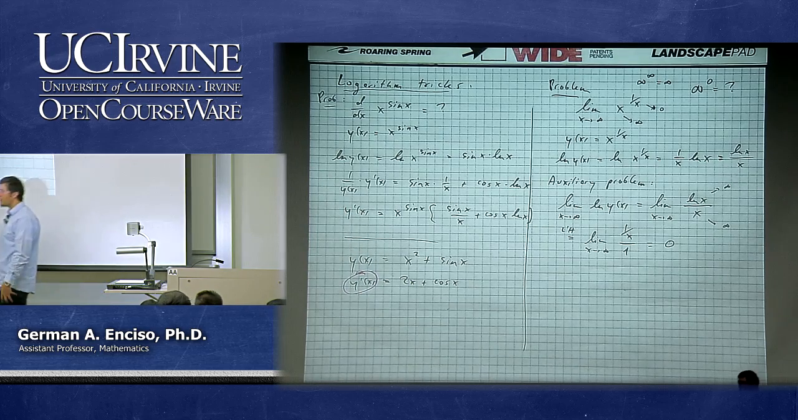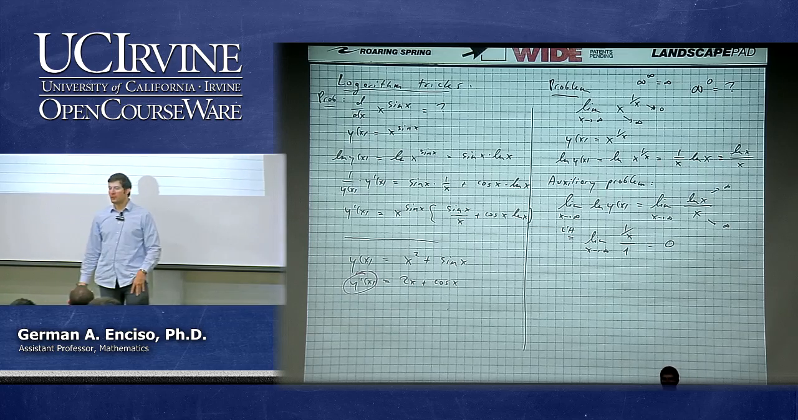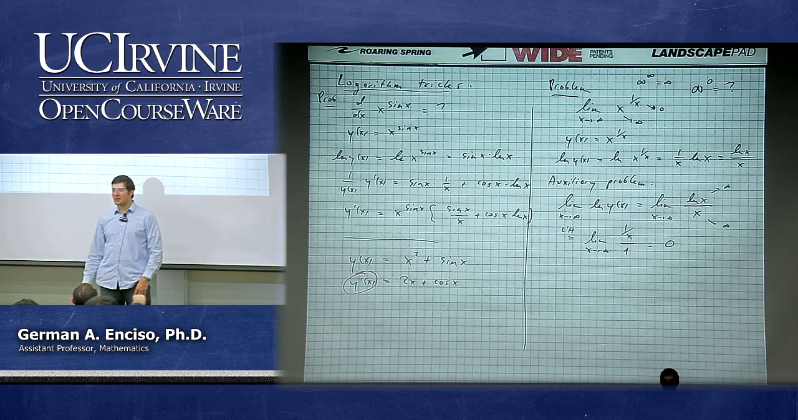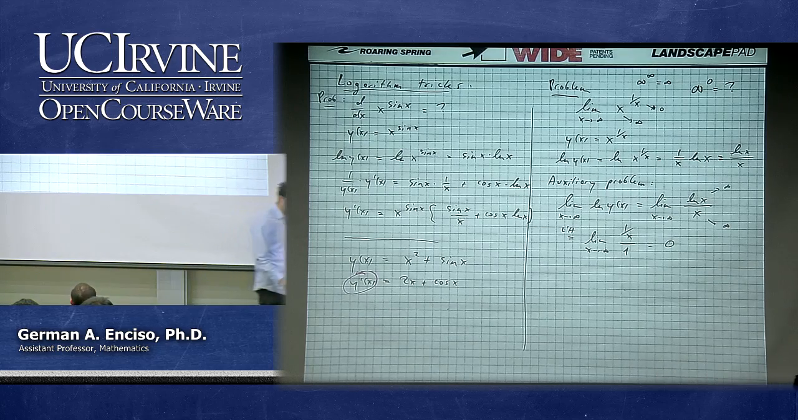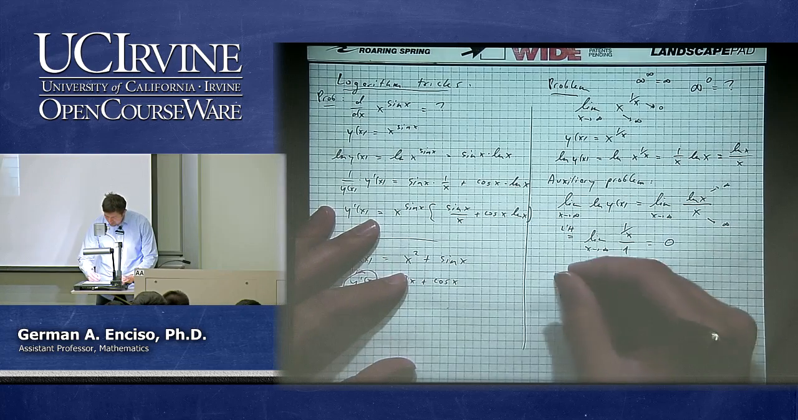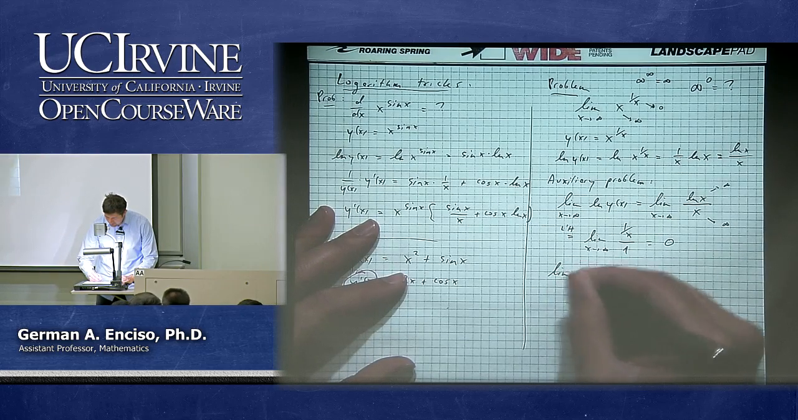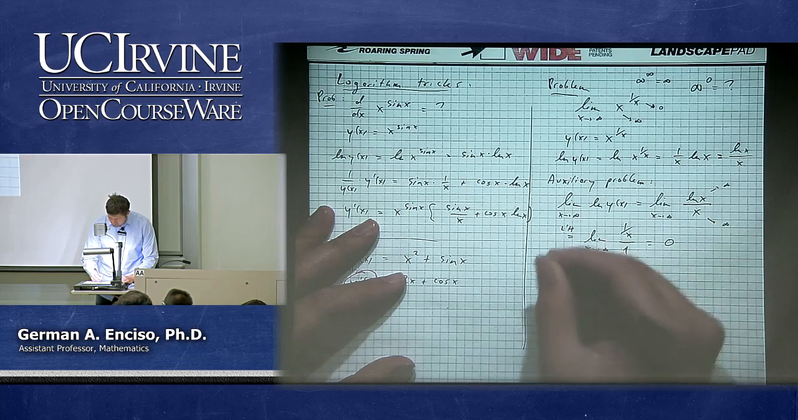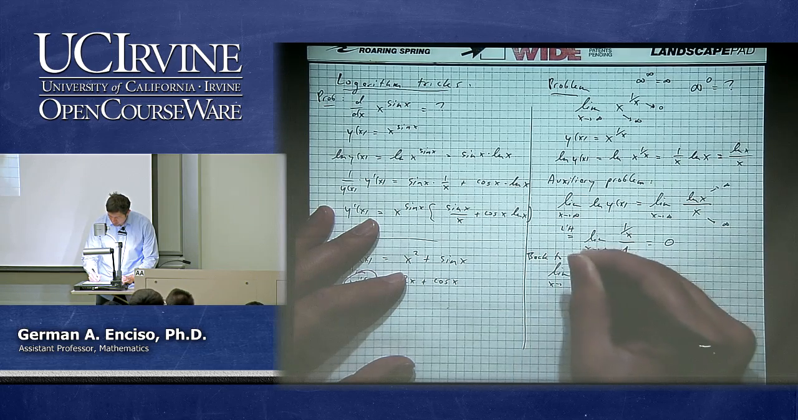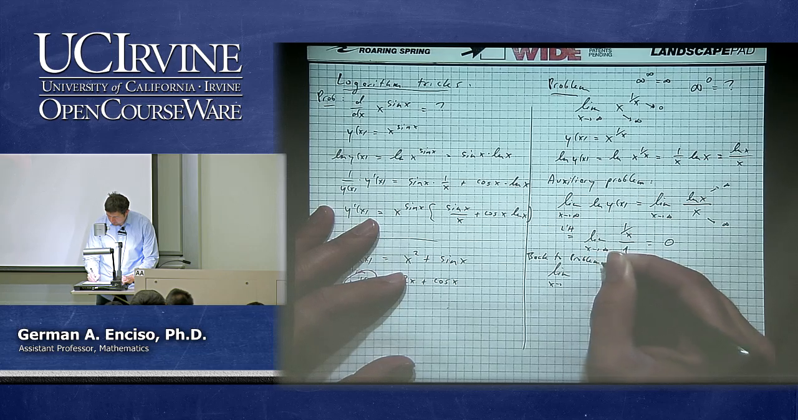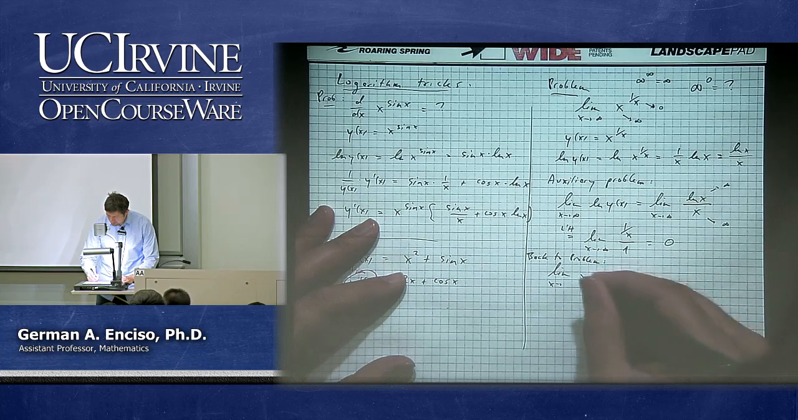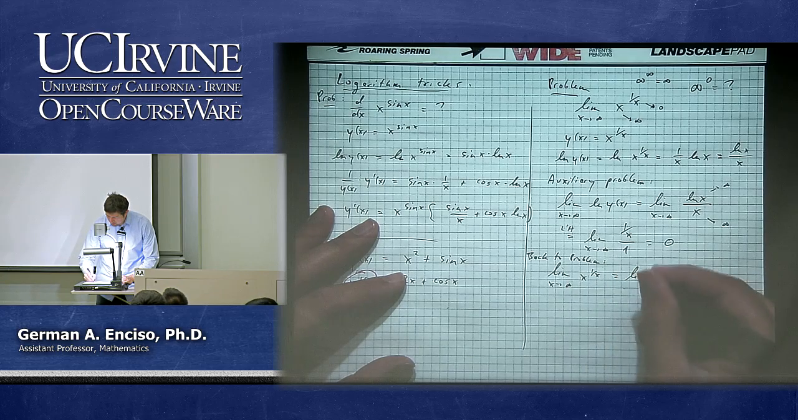Question, are we done? We're not done because that's an auxiliary problem. Okay? It's not the original problem. So the original problem is, so back to the original problem. The original problem is x to the 1 over x. This is the limit of y of x.